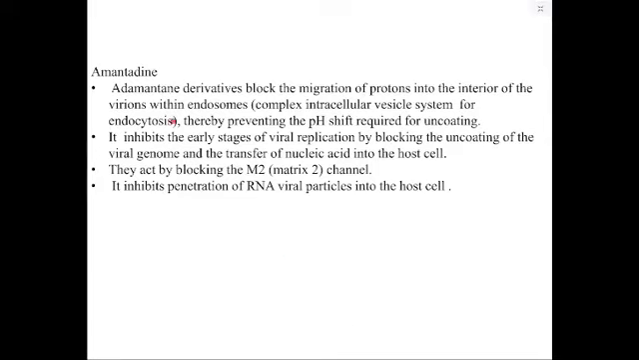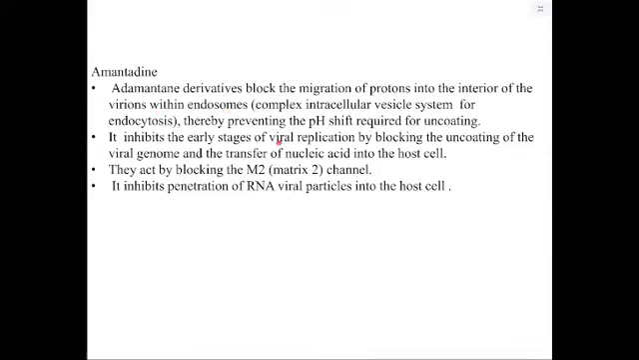So this is just what we have said. I think perhaps this could be even a simpler way of putting it. They block the migration of protons into the interior of the virions within the endosomes. The endosomes are a complex intracellular vesicle system for endocytosis. They therefore prevent the pH shift required for uncoating. It's the same thing we have said, that you require the proper pH within this virus. And once there is no proper pH within the virus, there cannot be uncoating. And once it doesn't uncoat, definitely it cannot penetrate the host.